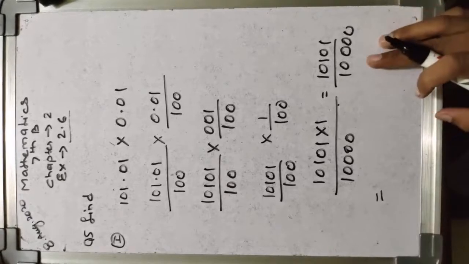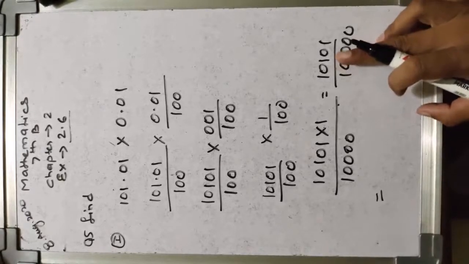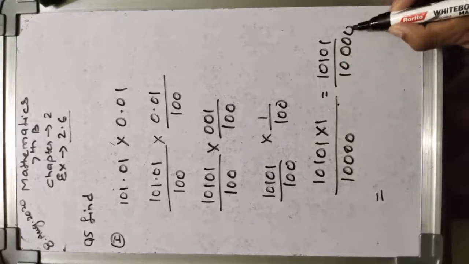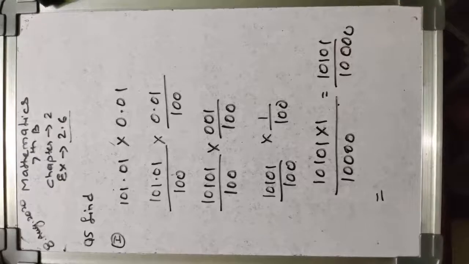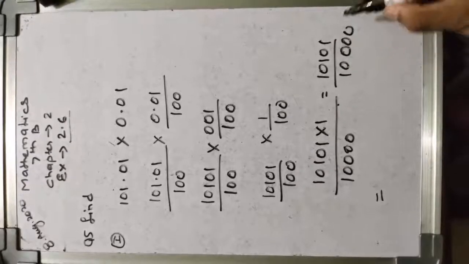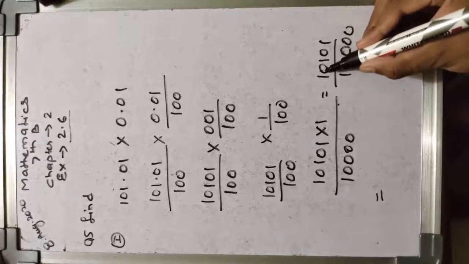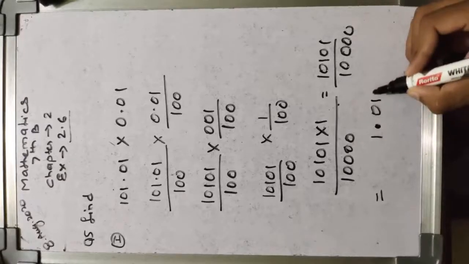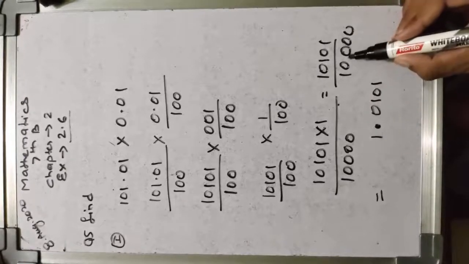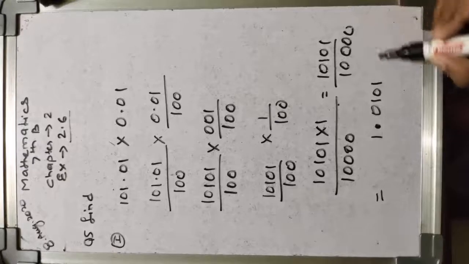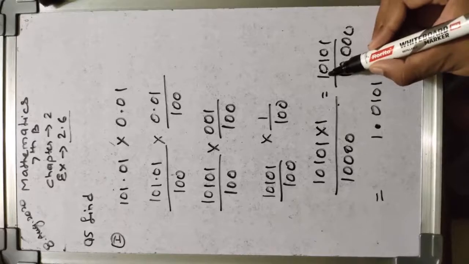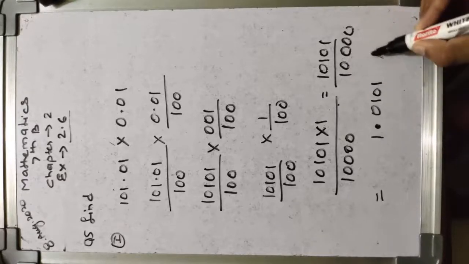See, what will be the answer of this division? When you divide 10101 by 10,000, see how many zeros are there? 1 2 3 4. So you should place the decimal before 4 digits, 1 2 3 4. I should put the decimal here, so I put the decimal here, giving 1.0101. This is your answer.